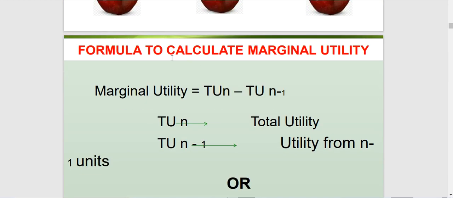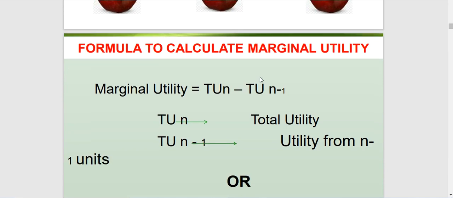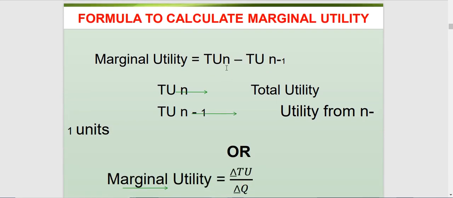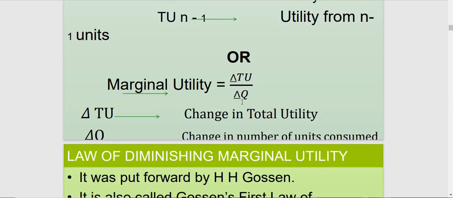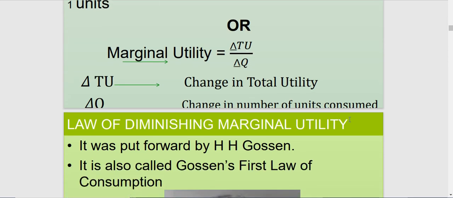So the formula of calculating marginal utility is total utility of n units, that is the last unit consumed, minus total utility of n minus 1 unit, that is last but 1. Or marginal utility can also be calculated by the formula change in total utility divided by change in the unit consumed.